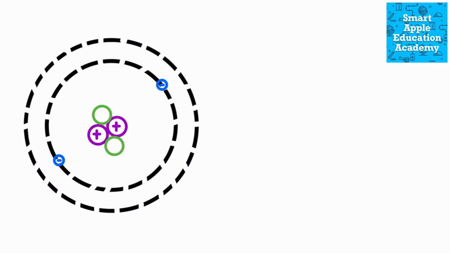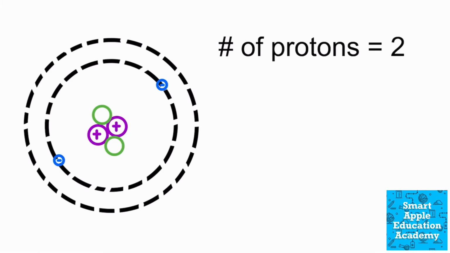Now let's look at this diagram. Say I ask you, how many protons are there? Well, you can look at the particles marked with the plus signs, because remember, protons are the ones that are positively charged. So how many protons are there? There are 2 protons.